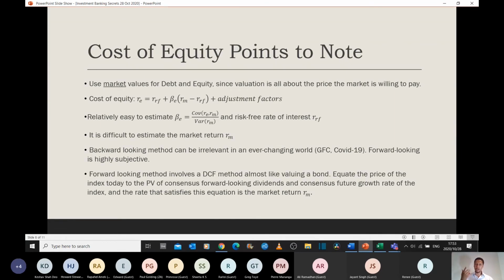Okay. Returns is just the difference between the share price yesterday and the share price today, whether positive or negative. And you take a long enough history. So you look back.